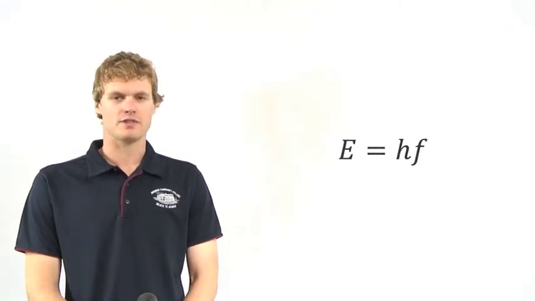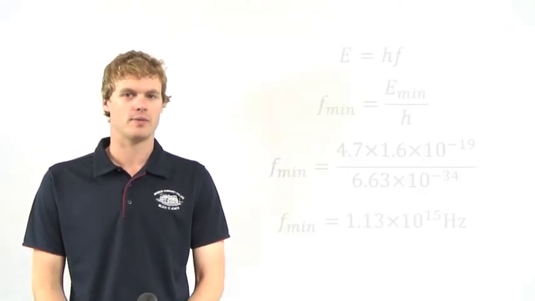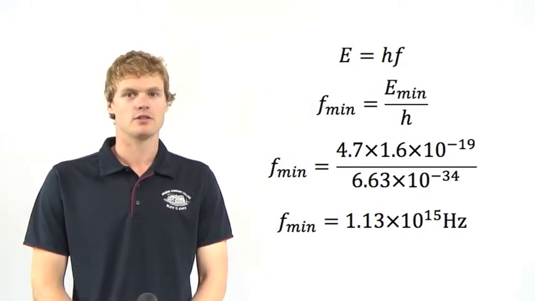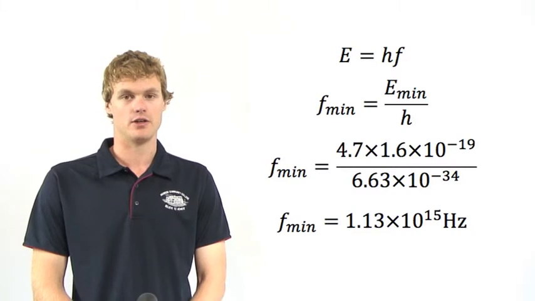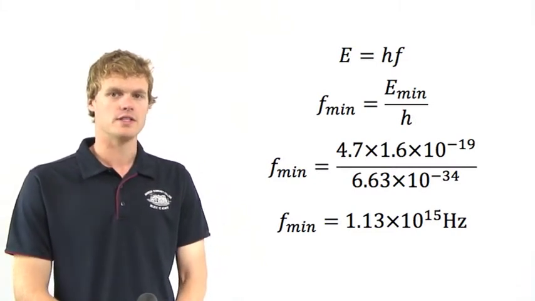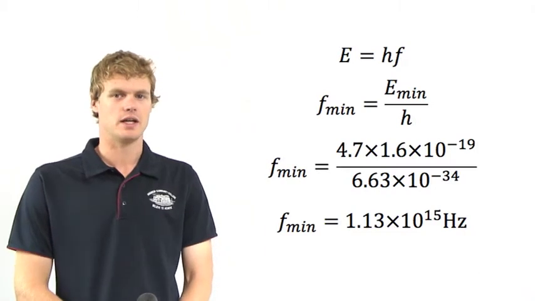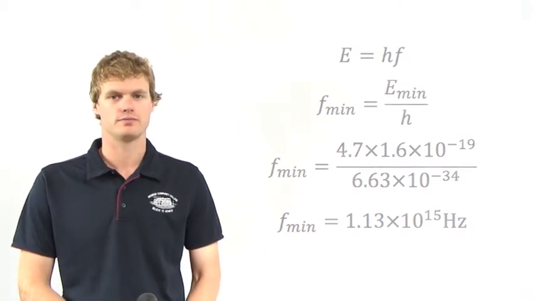So the minimum frequency to cause an emission of an electron from a copper atom is going to be 1.13 times 10 to the 15 Hertz. So this is our threshold frequency of copper, the minimum frequency that can cause an emission of an electron.